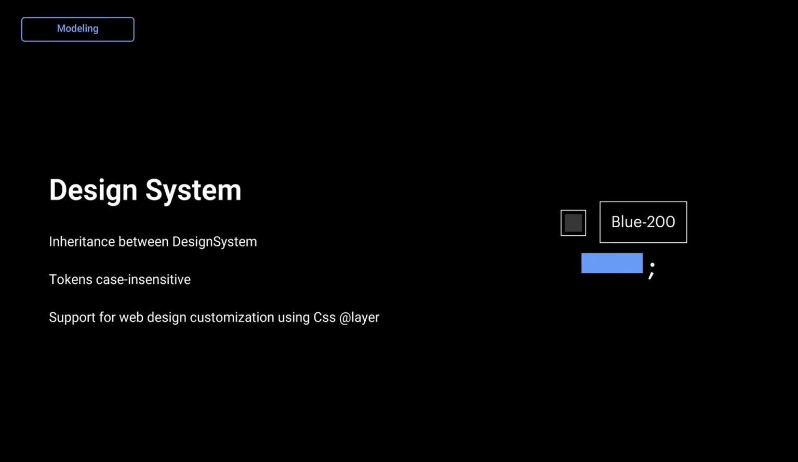So now the 18th version has the entire power to work with inheritance between design systems. The tokens are case insensitive, and that's different from the previous version. And additionally, they have support for web design customization using CSS at layer. So now the style or the theme can be fully customized.